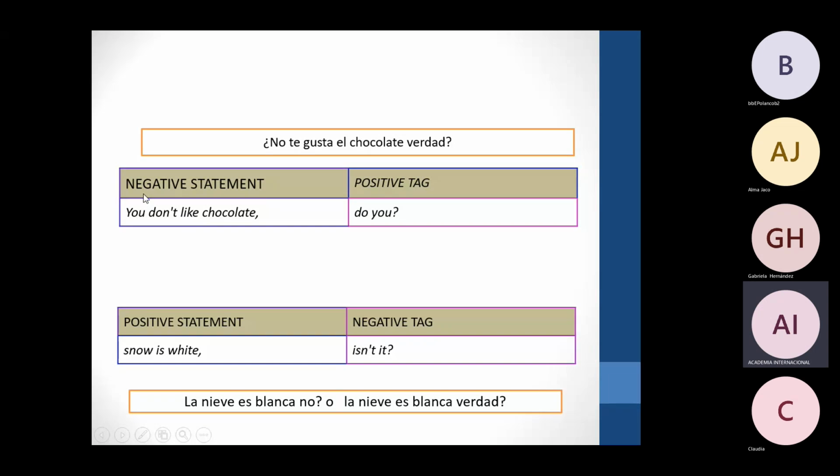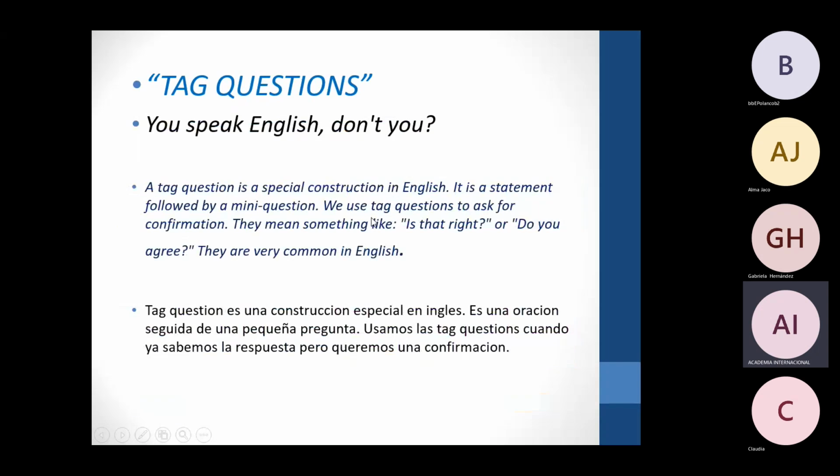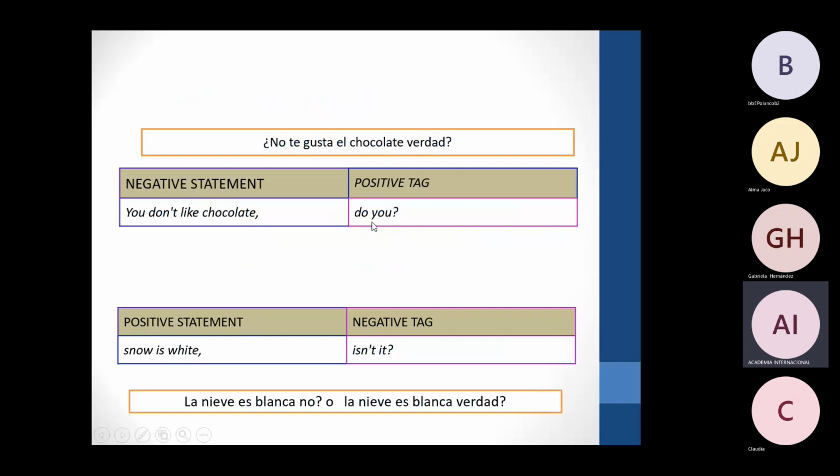So if you pay attention to the first one, this is a negative statement, and it says, you don't like chocolate. Okay, that's it. After the comma, después de la coma, viene la tag question. Do you? Miren, aquí dice do you, y en la primera que usamos dice don't. Don't you? Y aquí, do you? And do you have an idea about it?